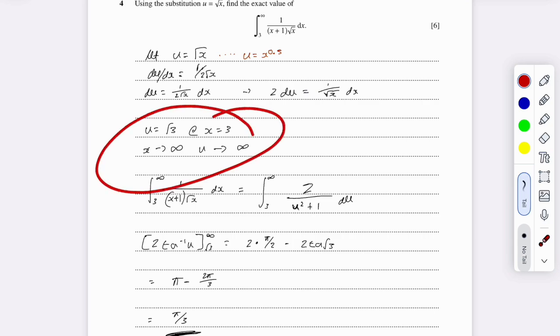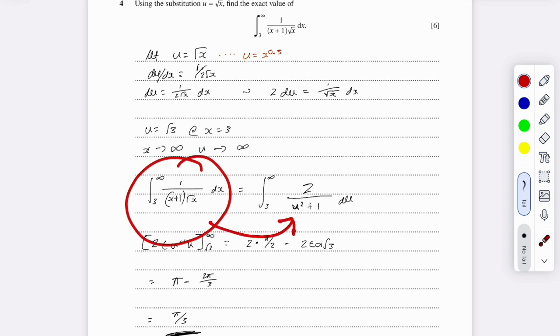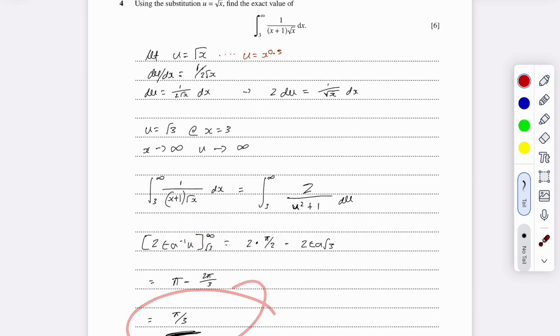You realise then that these must be true, and if you plug this in, what you get then is the integral from 0 to infinity of 2 over u squared plus 1 du. Then it's just a case of applying trig integrals, and you then get pi over 3. And also realise that as we tend towards infinity, the arctan of u is going to equal pi over 2. So we get this in the end.